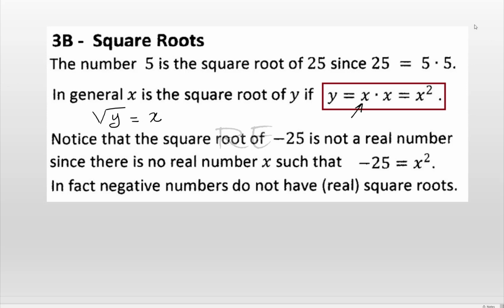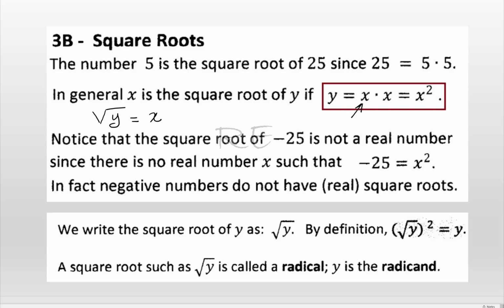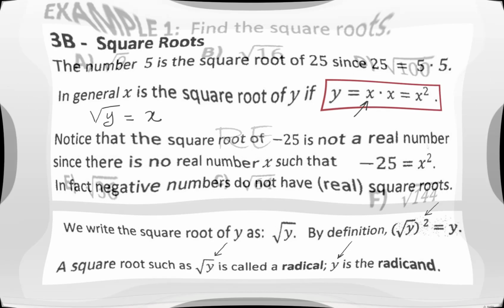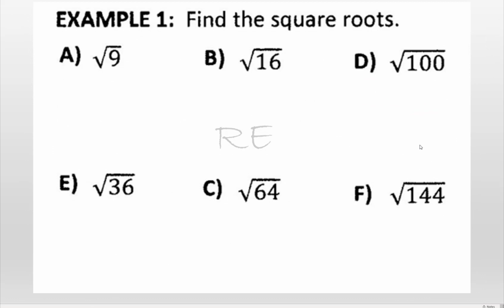Notice that the square root of negative 25 is not a real number, since there's no real number x such that negative 25 is equal to x squared. Notice also that the square root of y squared, which is equal to the square root of y times the square root of y, is equal to y. Square root of y is called the radical and y is the radicand.